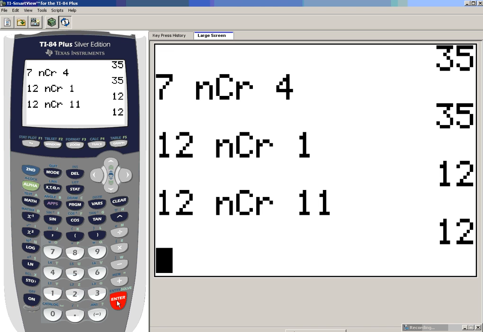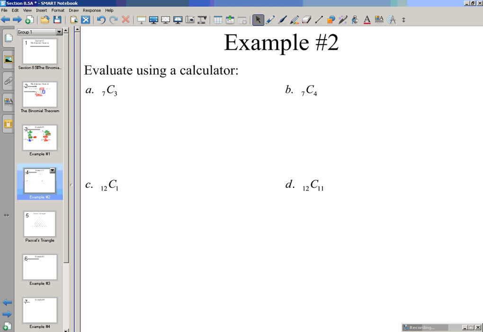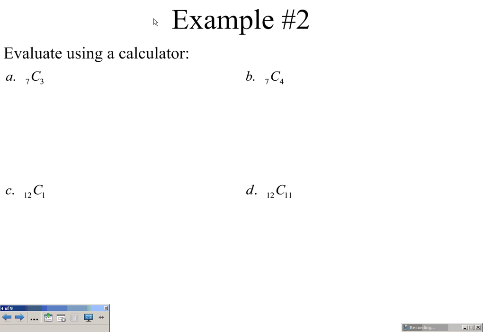12 choose 11 is also 12. So going back here, recording those answers that we just got from the calculator. This one here is 35. This one here is 35. And each of these were both 12.